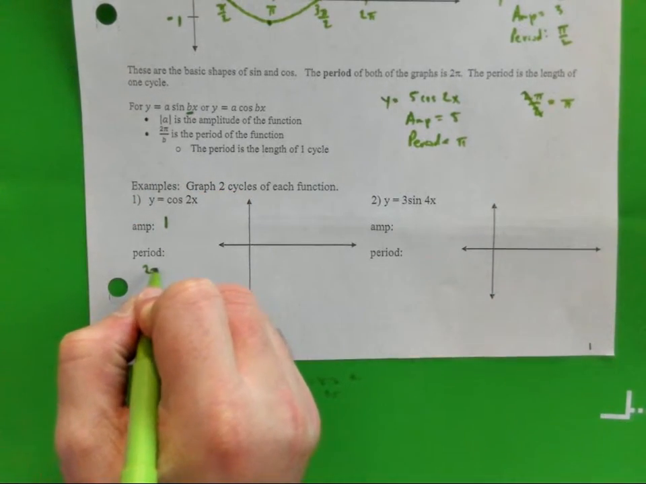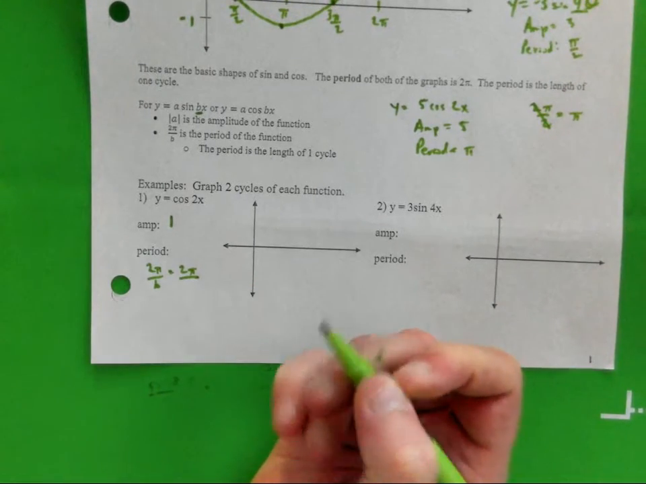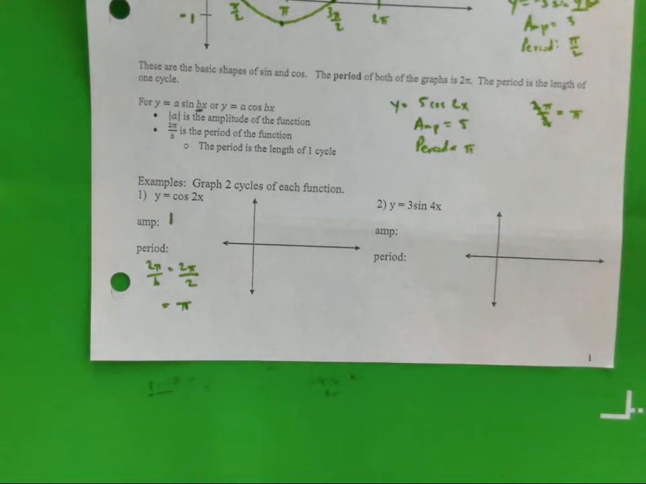My period is 2 pi divided by B. What is my B value here? 2. So my period is pi. Amplitude is easy to graph on the y-axis. How high up are you going to go on the y on this one? 1 and down to what? Negative 1.